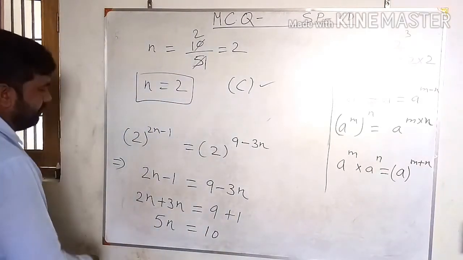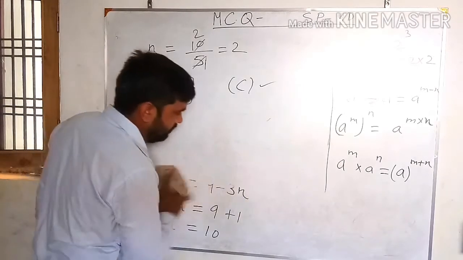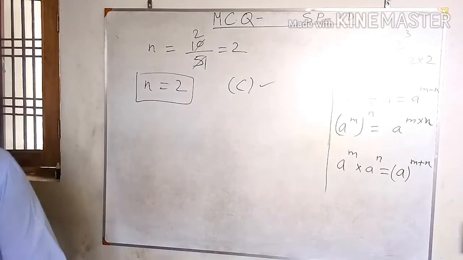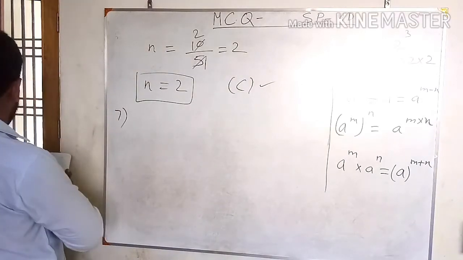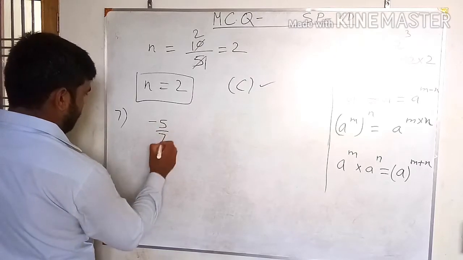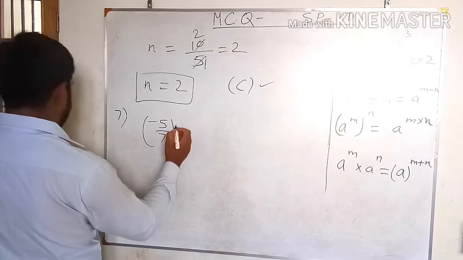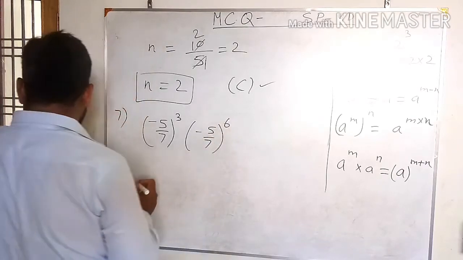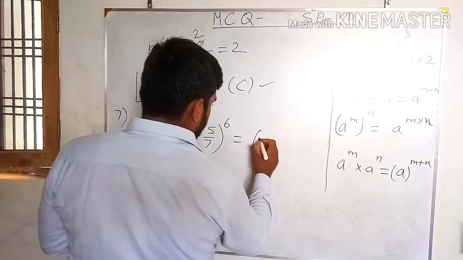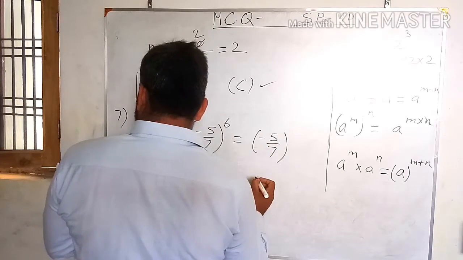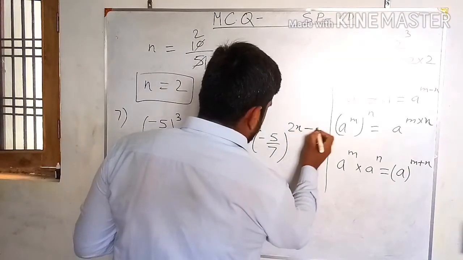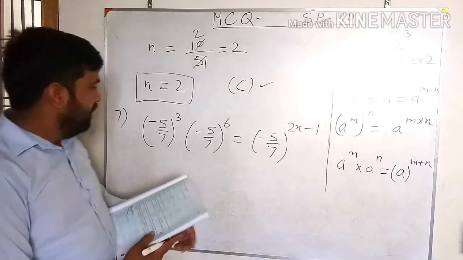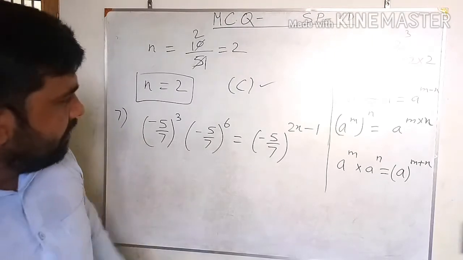Now we do question number 7. Minus 5 by 7 to the power 3, times minus 5 by 7 to the power 6, equals minus 5 by 7 to the power 2x minus 1. Then we have to find the value of x.